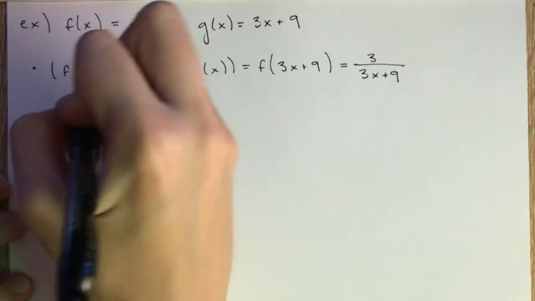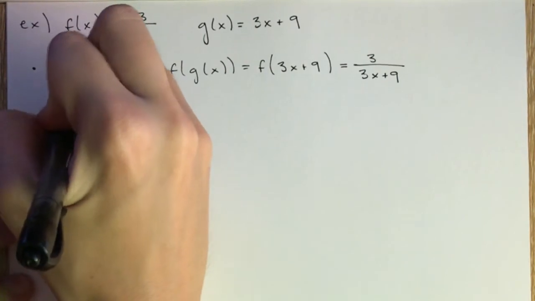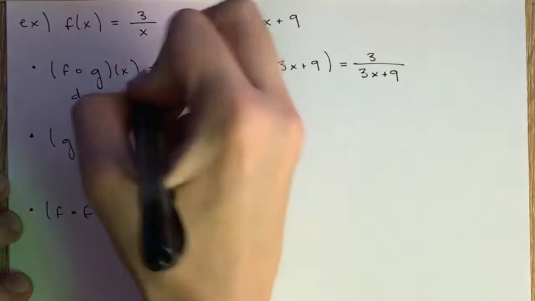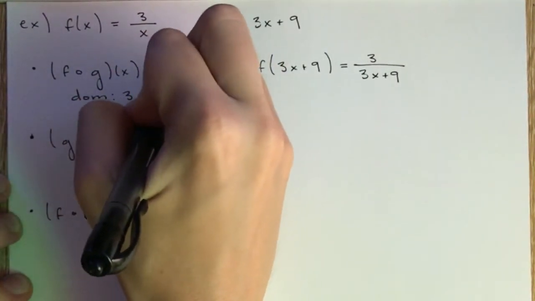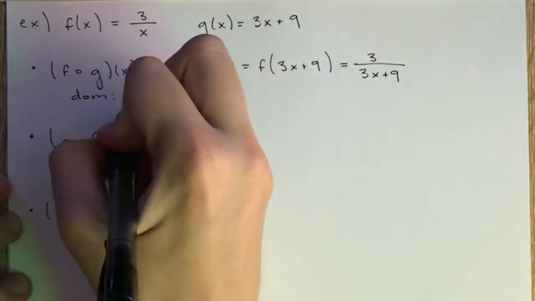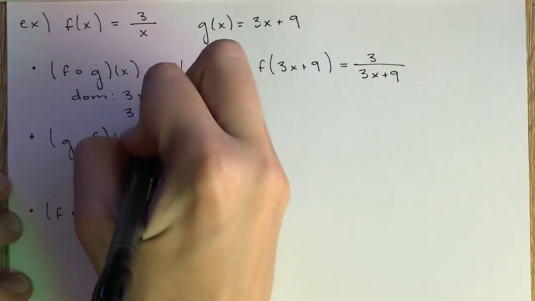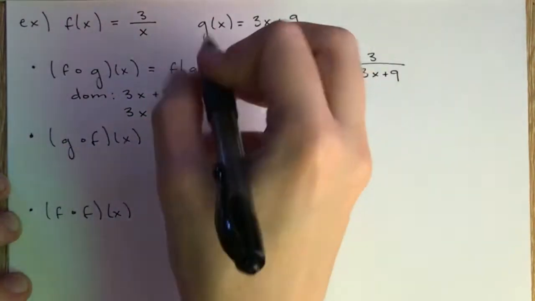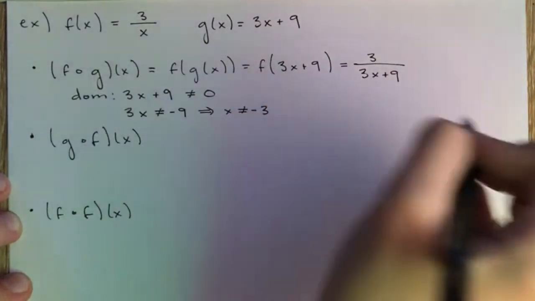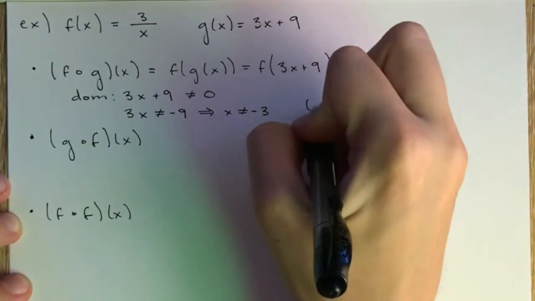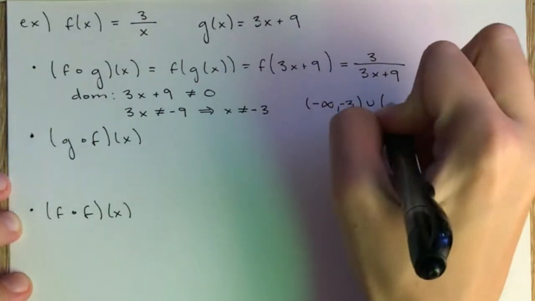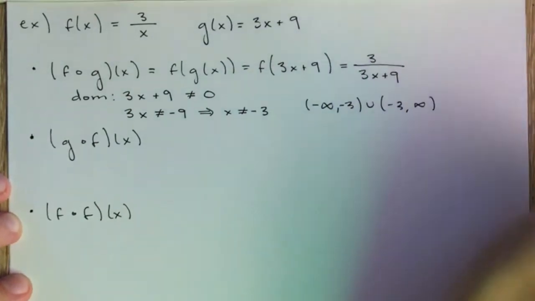What is our domain here? Well, we don't want our denominator to be 0. So we set 3x plus 9 not equal to 0. We end up with 3x does not equal -9. So x does not equal -3. That means our domain is -infinity to -3, not including -3, and then all the way to positive infinity.